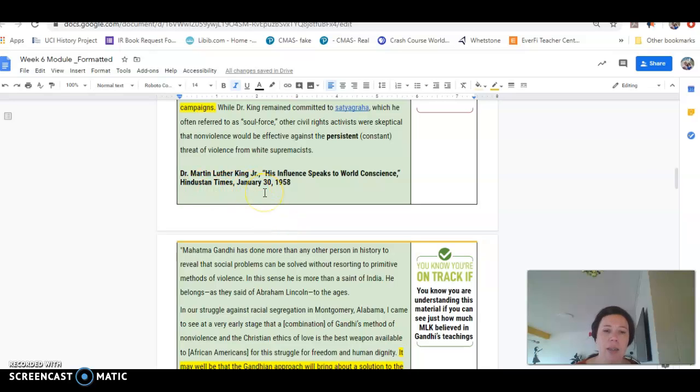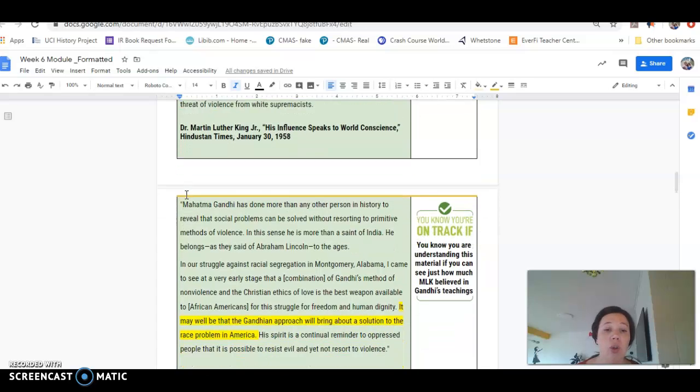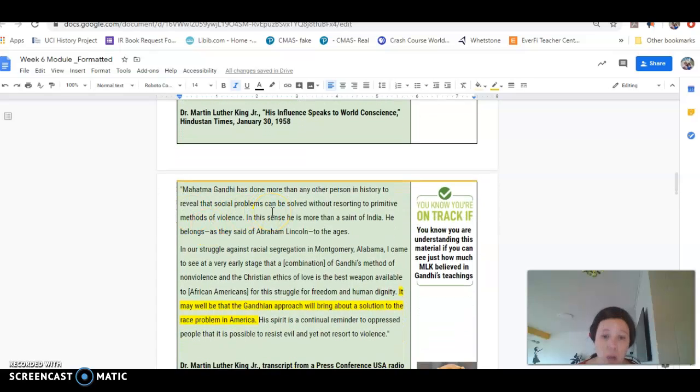Dr. Martin Luther King, his influence speaks of world consciousness, Hindustani Times, January 30th, 1958. So this is coming from Hindustani Times, which is an Indian newspaper. Quote, Mahatma Gandhi has done more than any other person in history to reveal that social problems can be solved without resorting to primitive methods of violence. In this sense, he is more than a saint of India. He belongs, as they say of Abraham Lincoln, to the ages.